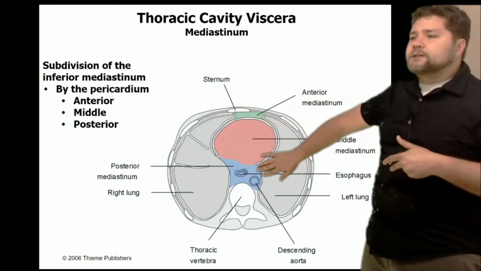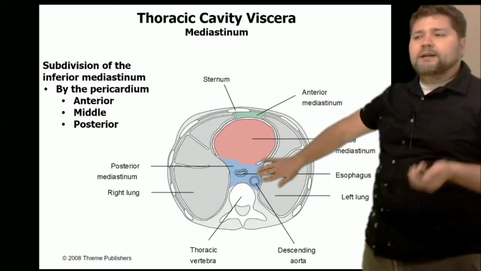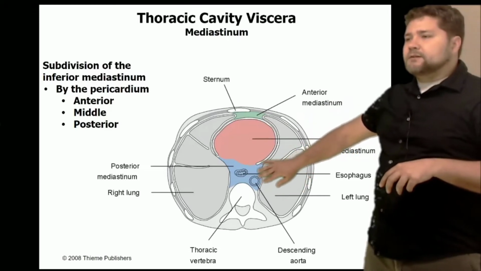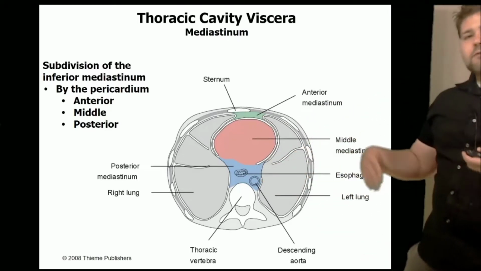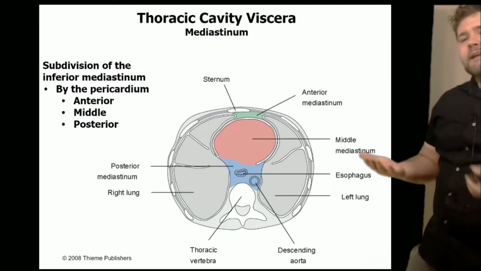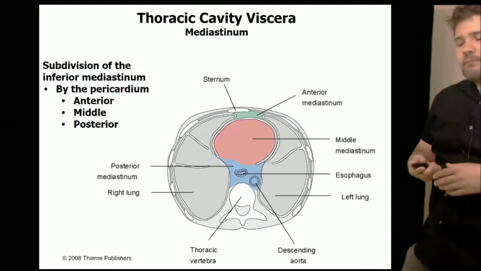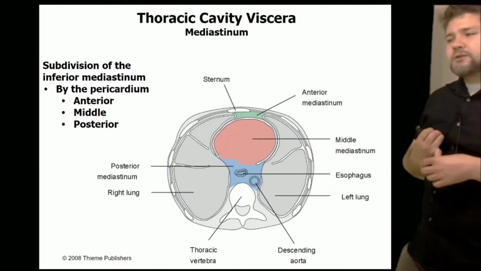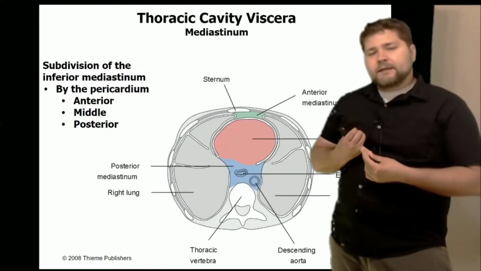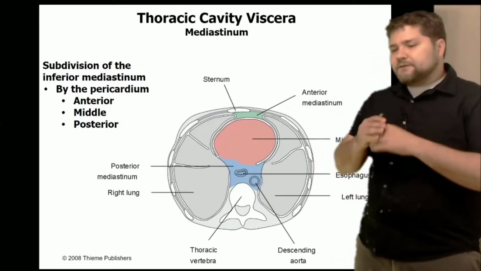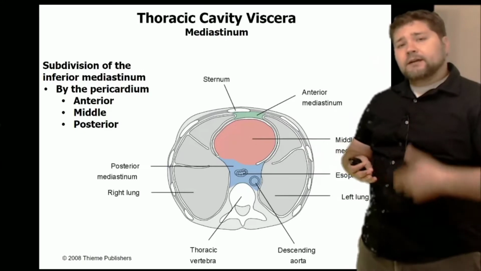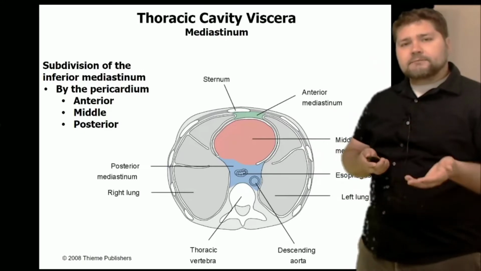And then you have your posterior, and there's a lot more going on in the posterior inferior mediastinum to look at. So just be mindful of that further subdivision, and really it's the heart that separates our inferior mediastinum into the major components. So if you're keeping track, we have superior and inferior mediastinum. Superior is one whole thing, and inferior is going to be divided into anterior, middle, and posterior components.